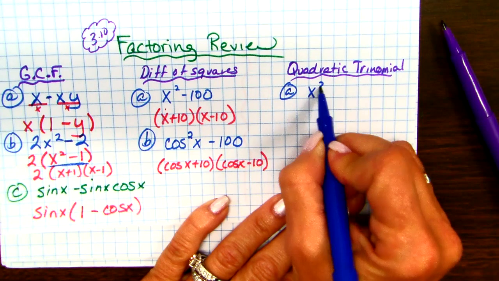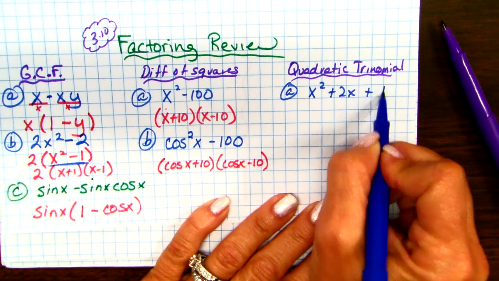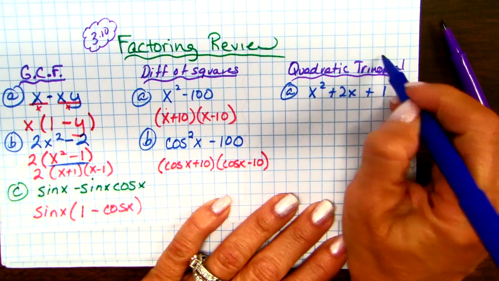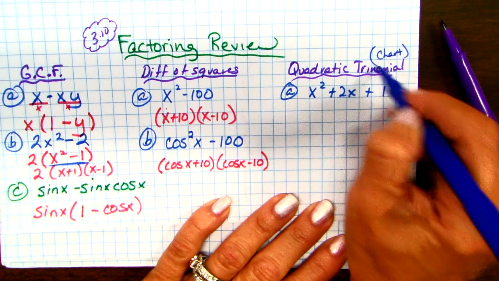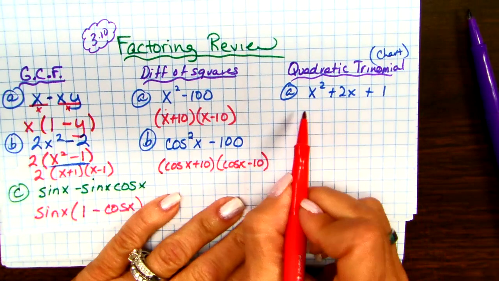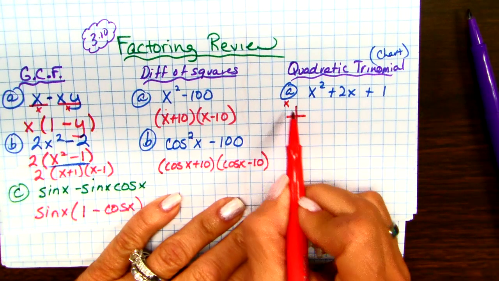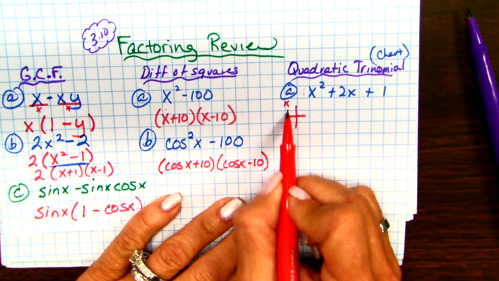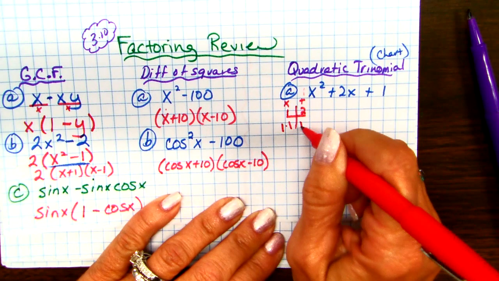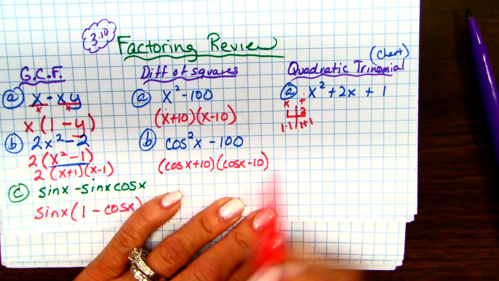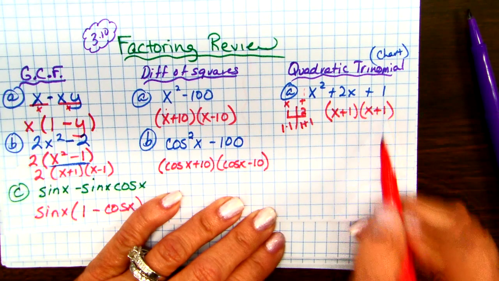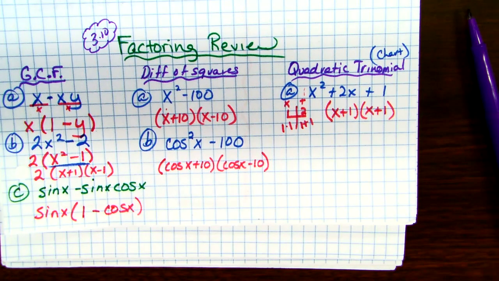X squared plus 2x plus 1. Okay, so I'm going to do the algebra one first. These are chart problems, if you want to write that. What I call chart problems, whatever method you use, as you know, I don't care. But the question is, what two numbers multiply to get 1 times 1 is 1 and add to get that middle term of 2? And since there's no number in front of the x squared, I can just say x plus 1, x plus 1, right? 1 times 1 is 1, and 1 plus 1 is 2.